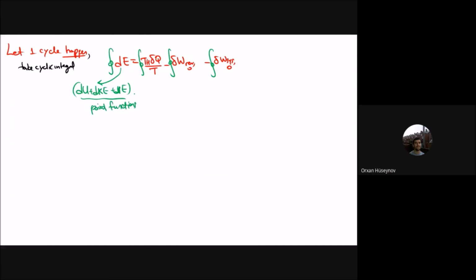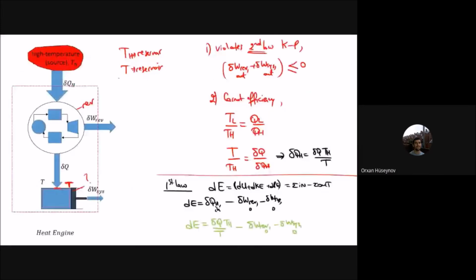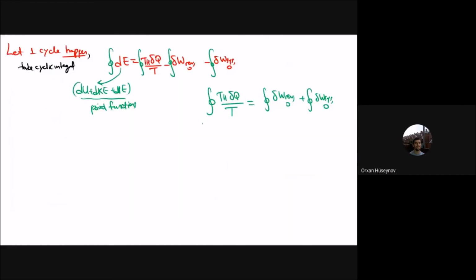Okay, therefore this one goes to 0. And now comes the next terms. I will write this one as TH multiplied with del Q divided by T will be equal to del work reversible out plus del work system out. And I know that TH is the reservoir. It is fixed temperature, okay, but T can change. This temperature value can change, but this one is a reversible, the reservoir temperature, and therefore this one is constant.